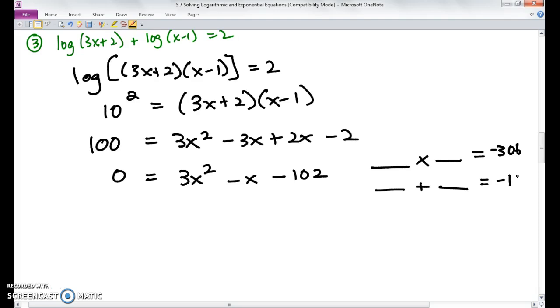Okay, I know the numbers have to be close together, right? Because they have a difference of negative 1. I know one has to be positive and one has to be negative, and they're going to add to negative 1, so they're close, right? So take the square root of 306 with your calculator. What is it?